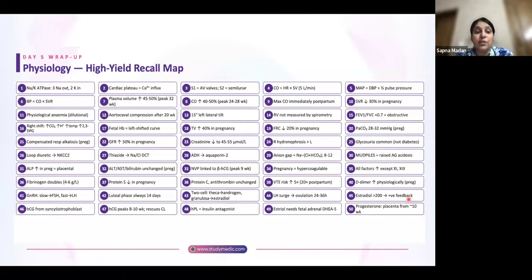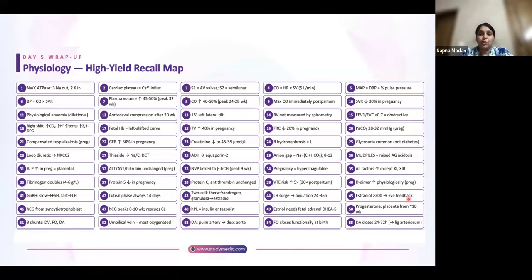HCG is synthesized from syncytial trophoblast. It peaks at around 8 to 10 weeks, and it is mainly functional to rescue the corpus luteum. And following that, the placenta takes over and starts producing the progesterone. HPL is an insulin antagonist, and it will predispose to gestational diabetes development in the pregnant lady. Estriol needs fetal adrenal DHEAS as a precursor. Progesterone is released from the placenta from 10 weeks onwards.